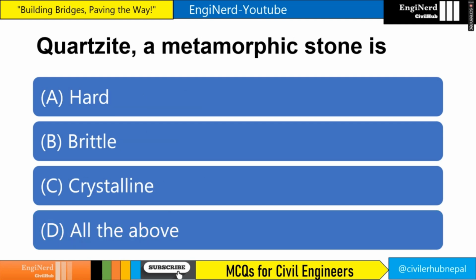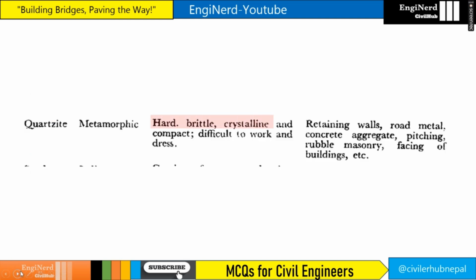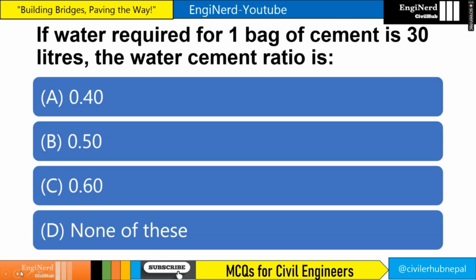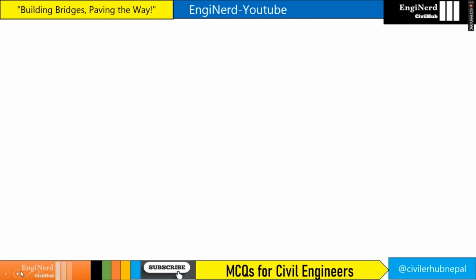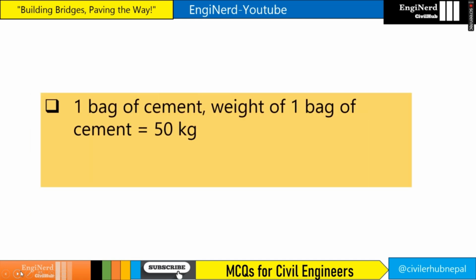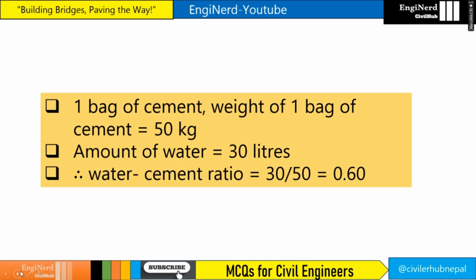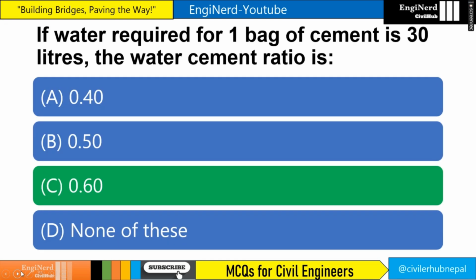Quartzite or metamorphic stone is hard, brittle, crystalline, all of the above. If you see here, quartzite is hard, brittle, crystalline, right? So our answer will be all of the above. If water required for 1 bag of cement is 30 liters, the water cement ratio is, so the weight of 1 bag of cement is 50 kg, right? And the amount of water is 30 liters, and that is 30 kg. So the water cement ratio is 30 by 50, that is 0.60. So our answer is 0.60.